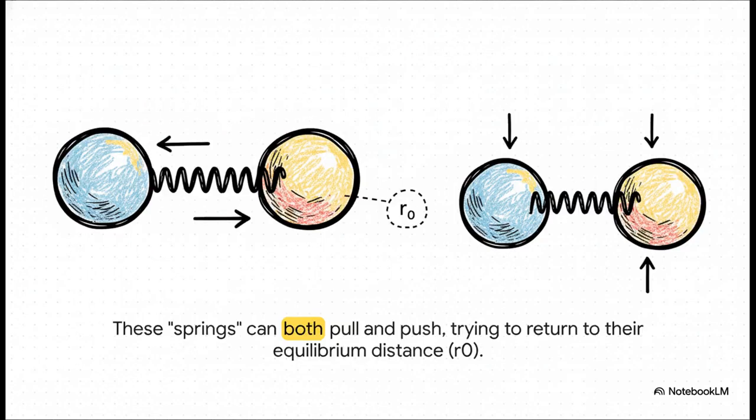So how do these little atomic springs work? Well, every atom has this perfect, happy distance it likes to be from its neighbors. That's its equilibrium point. If you try to pull the atoms apart, an attractive force kicks in, just like a stretched spring trying to pull them back together. But if you try to push them too close, this really powerful repulsive force shoves them apart. It's this constant microscopic tug of war that actually creates the elasticity we see.